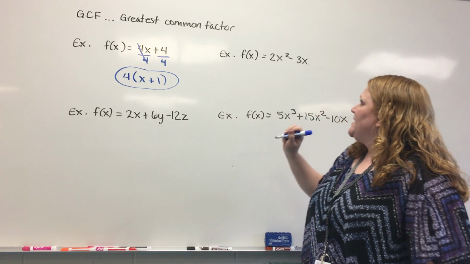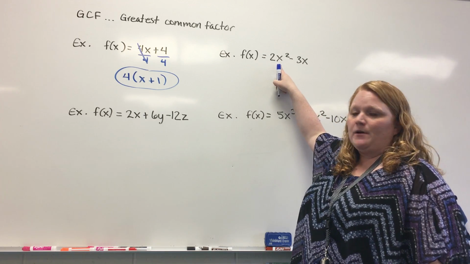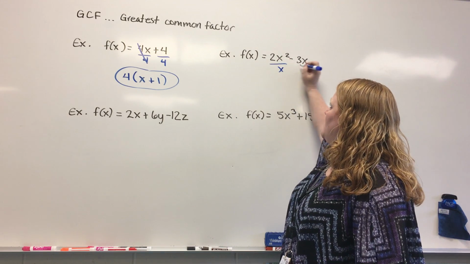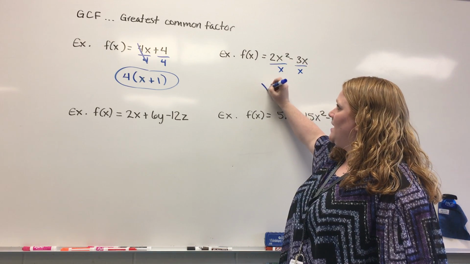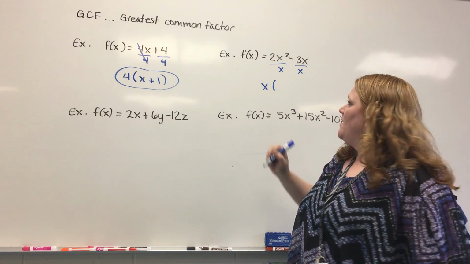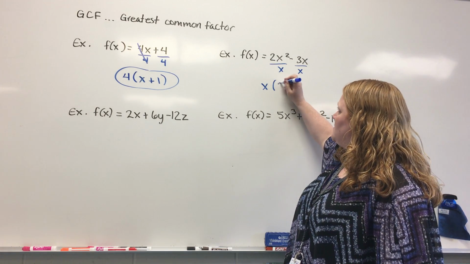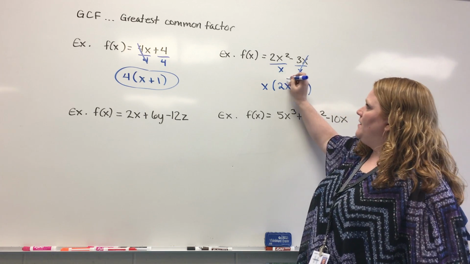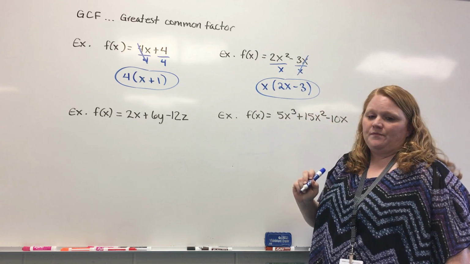All right, in the second example, we can't divide out a number, but we can divide out a variable because they both have an x in common. So you would divide out an x, keep the x because that's the GCF, and then we're left with 2x and a minus 3. And those are our two factors.